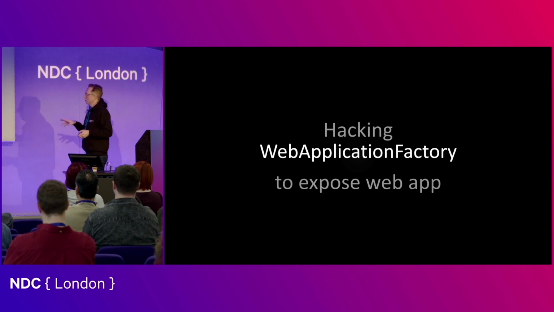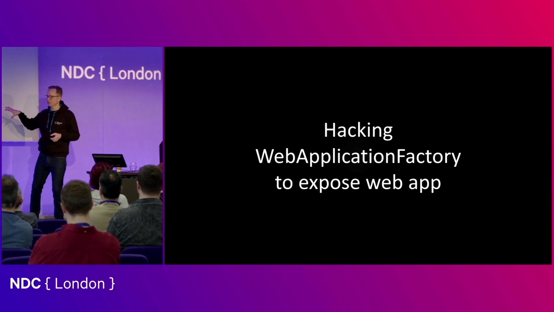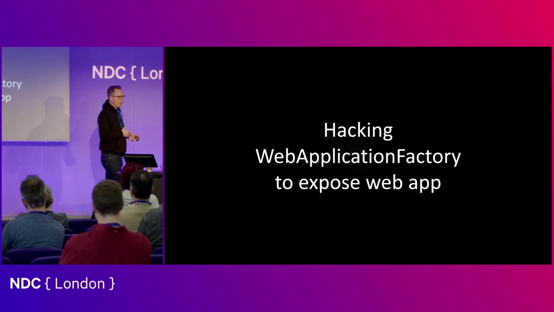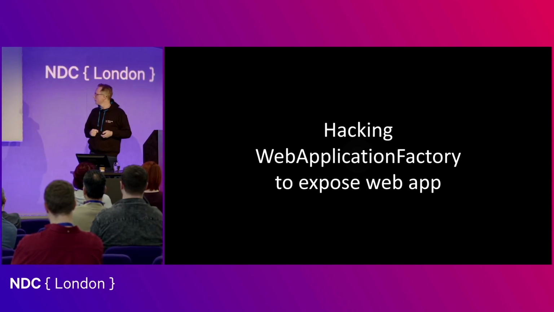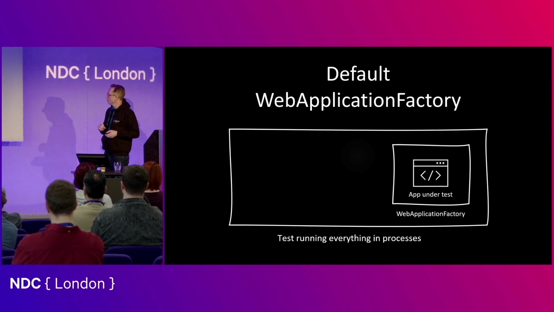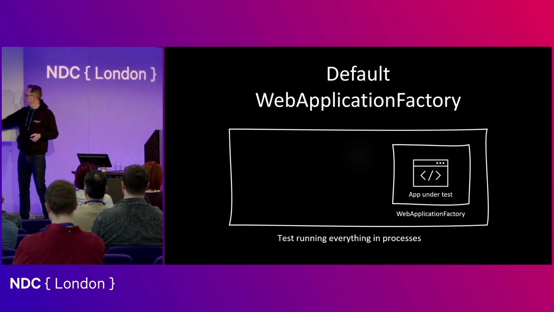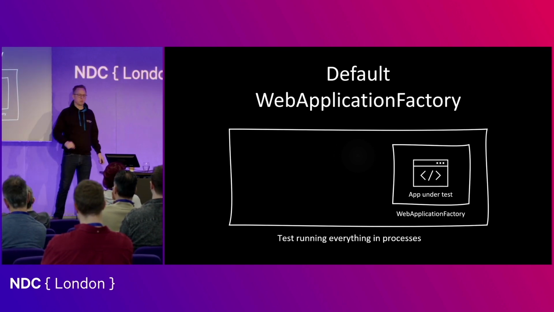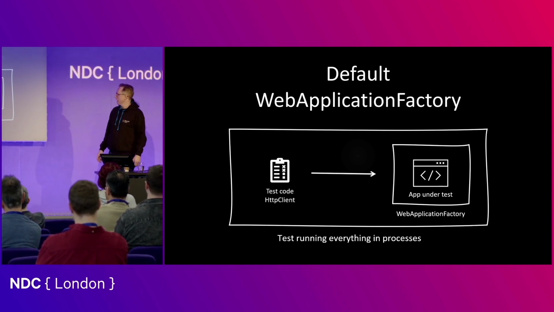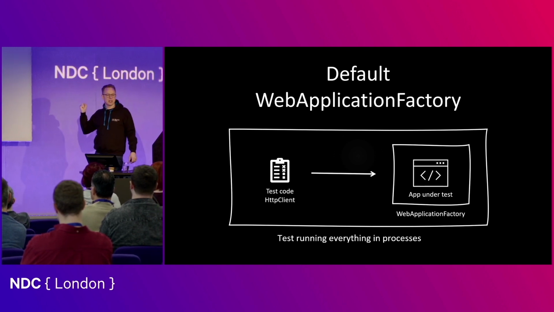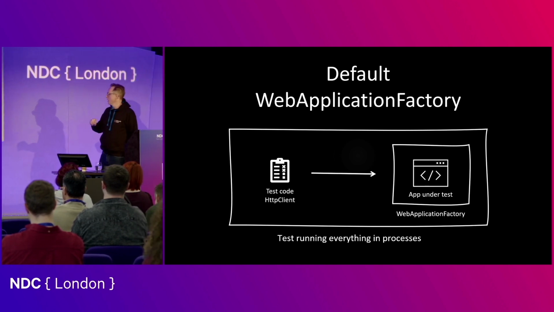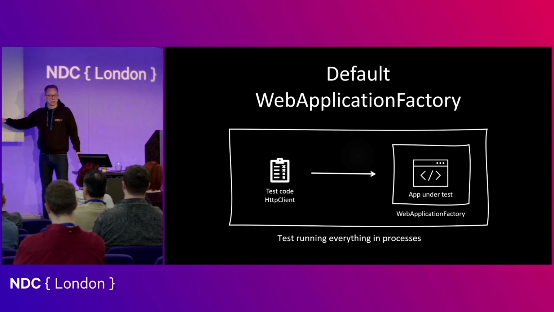But for this demo, we're just going to use Web Application Factory, and to enable it to expose the web app to a browser so we can interact with it, we need to hack it a little bit because it really is not built for that. To understand what we need to do, look at the default way it works: you take a Web Application Factory type, new that up, and point it at the web app you want to test. Then you can ask it to give you an HTTP client that allows you to call the web app directly. But it's all in process, in the scope of the test, so it's not exposed externally.